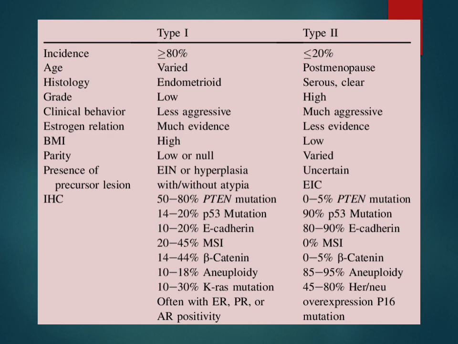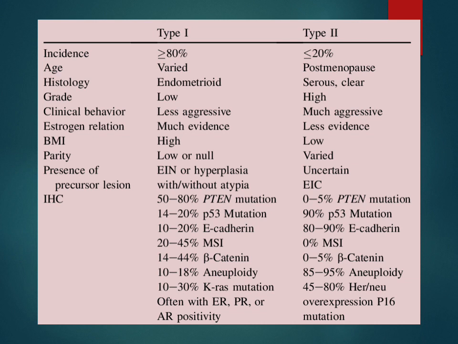And then the genetic alteration that we see with type 1 is most commonly the PTEN mutation. So PTEN, conveniently on chromosome 10, is a tumor suppressor gene. We rarely see a P53 mutation with type 1.